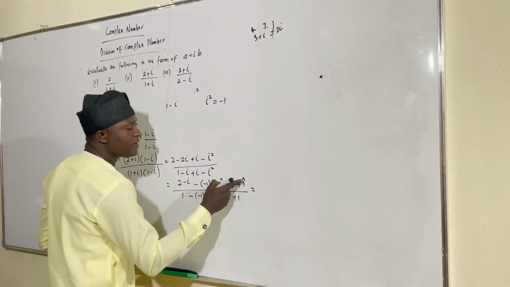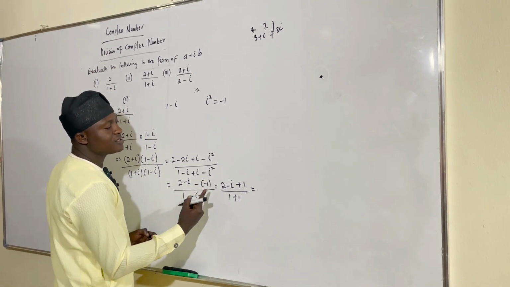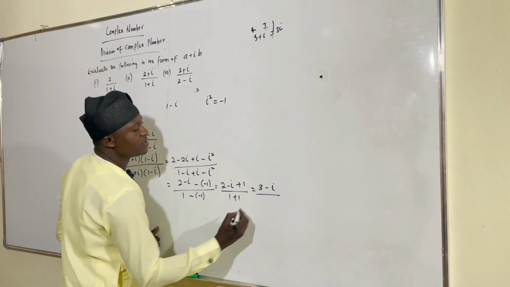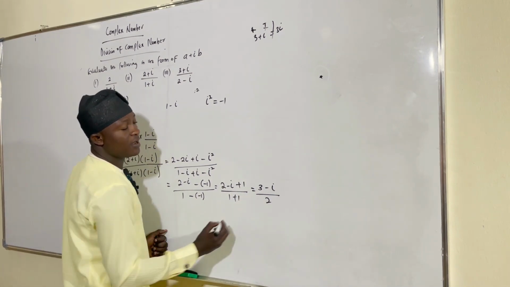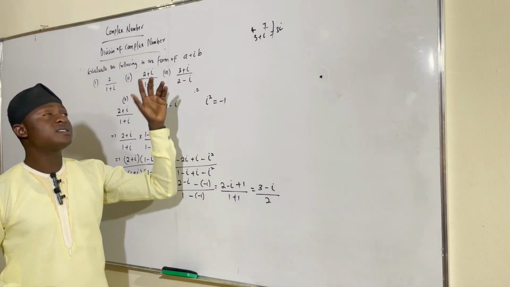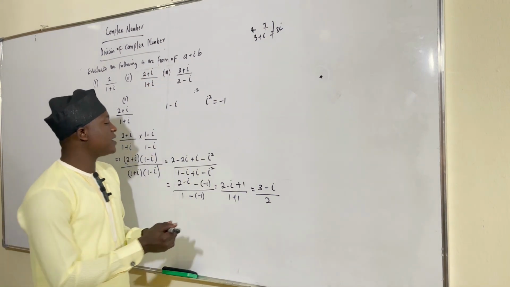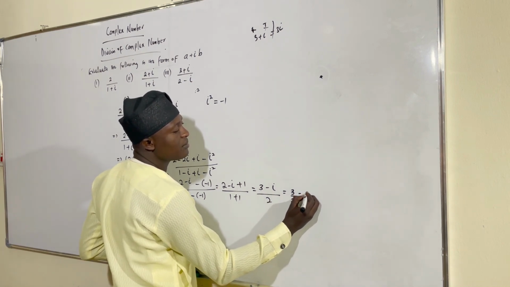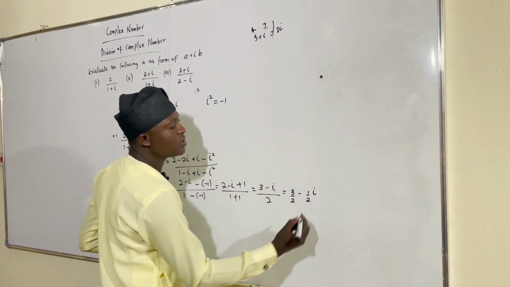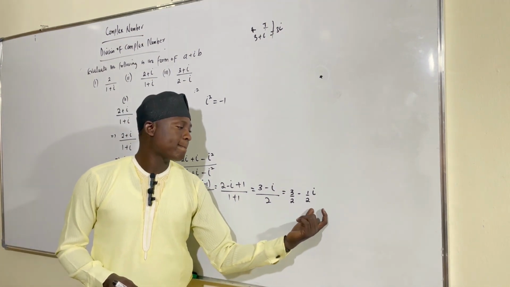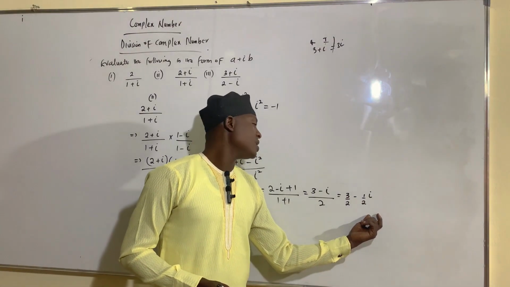So now, if I take this 2 plus 1, that's going to be 3 minus i, divided by 1 plus 1, and we have 2. So now, since I want to split it in the form of a plus ib, that is the real part and imaginary part, I can have this one to be 3 over 2, then minus 1 over 2 i. You can see we have already split that term now. These are our real numbers, and this is our imaginary numbers.